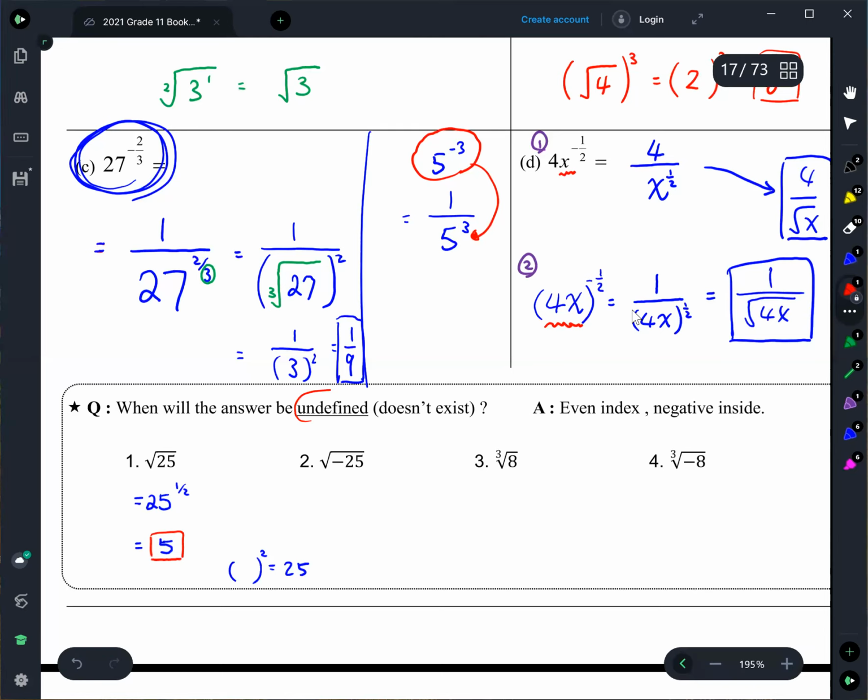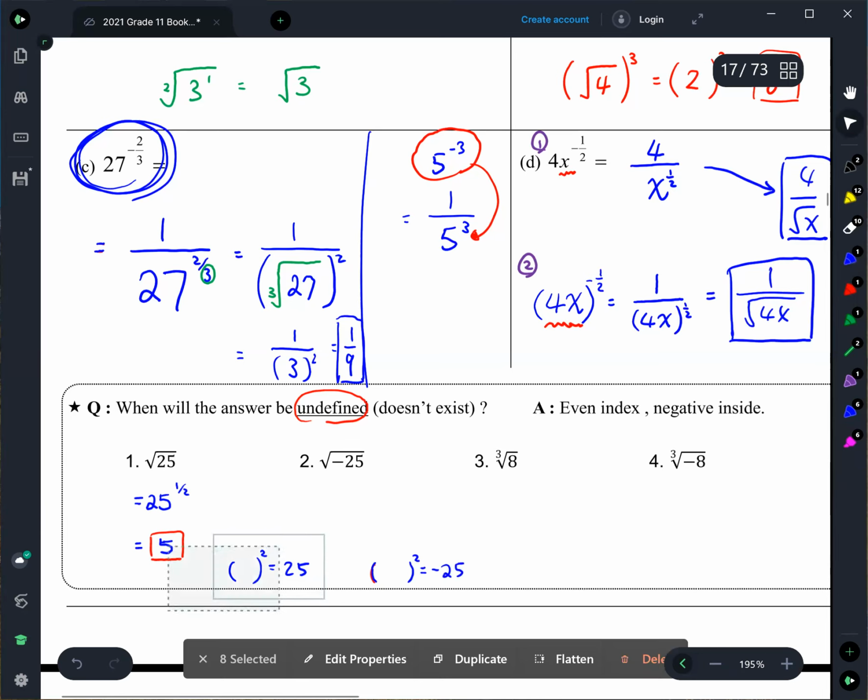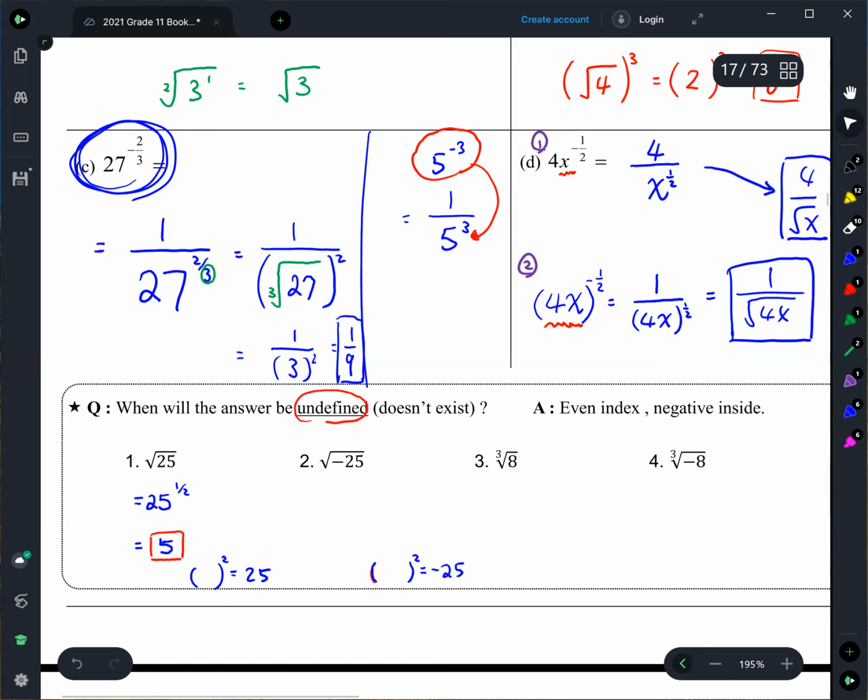Okay, so the question is, when will the answer be undefined? Undefined means there's no answer to it. Okay, let's look at second one. So the second one is asking what number, when you square, can give you negative 25, right? Let me bring that over. So what do you think? What number times itself can give you negative 25?